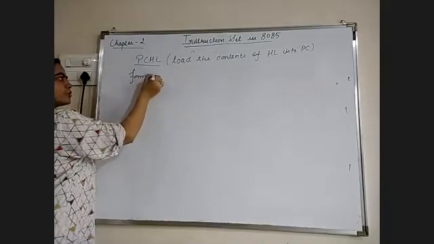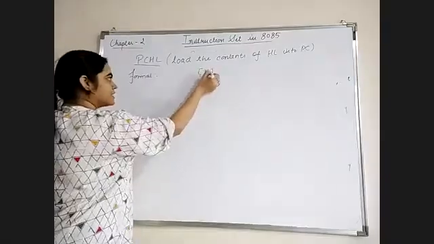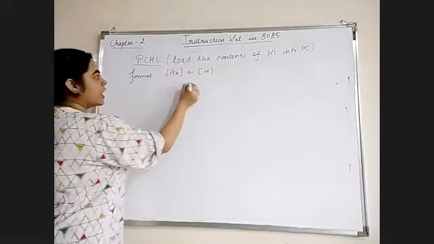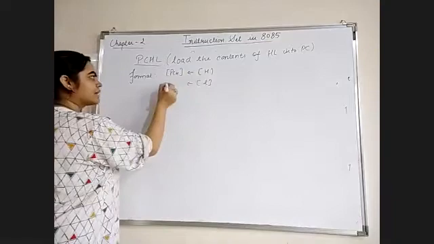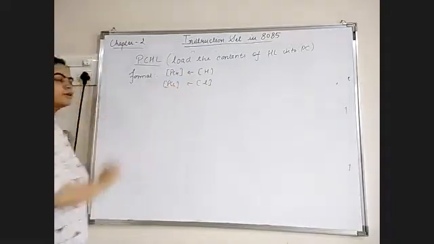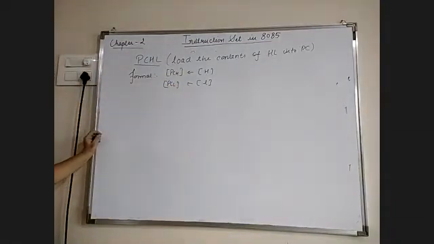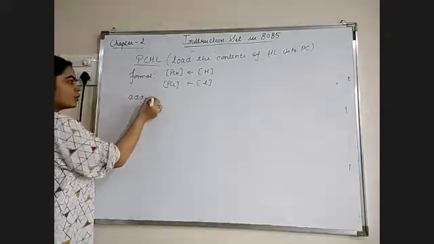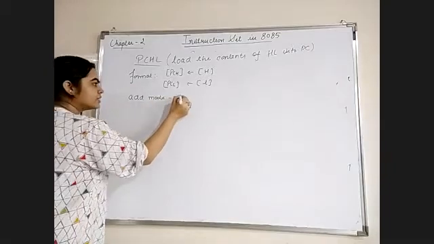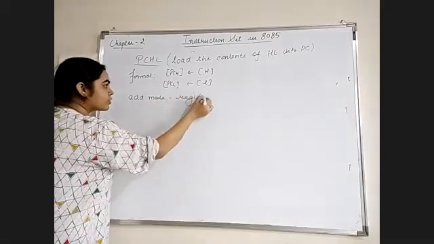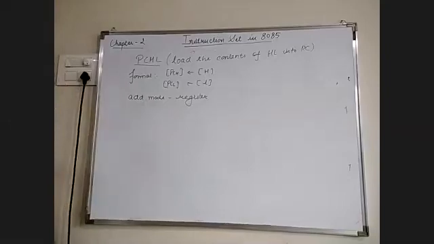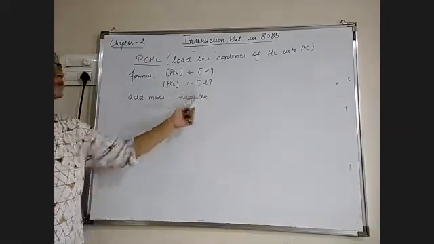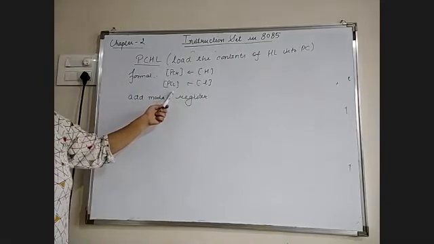So in case of format, the higher order byte, that is H, will be loaded into the higher order byte of the program counter, and the lower order byte, that is L, will be loaded into the lower order byte of the program counter. Okay, next we can see the addressing mode. So here the addressing mode is register addressing mode, because after the execution of this instruction, the contents of this register pair will be loaded into the program counter.